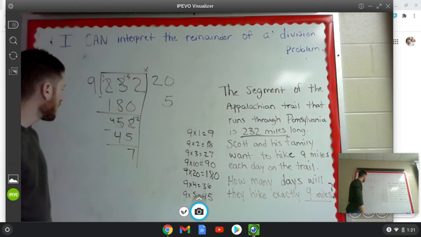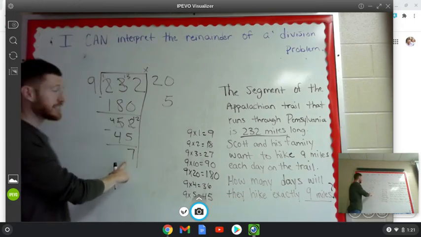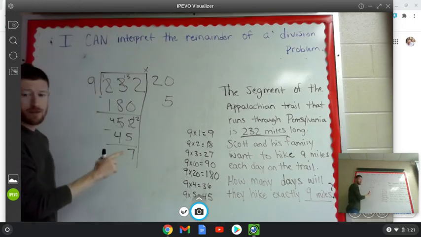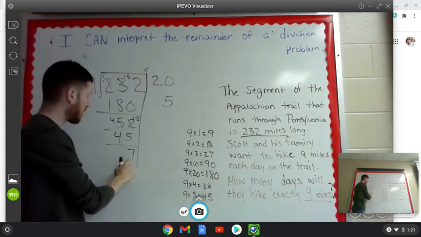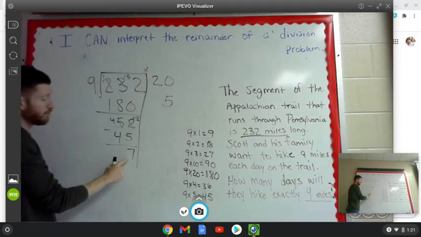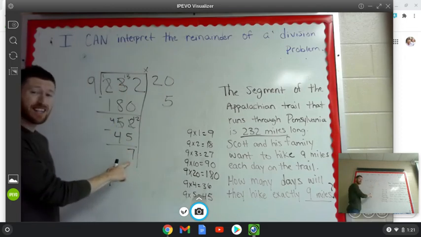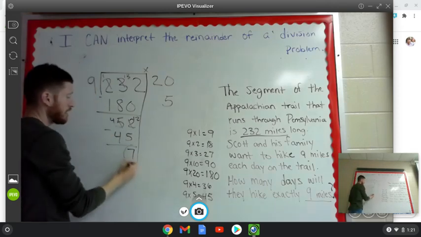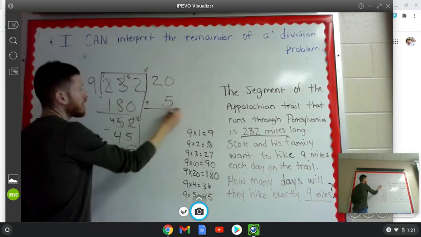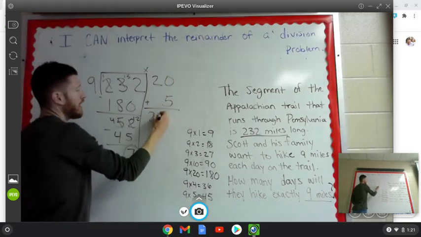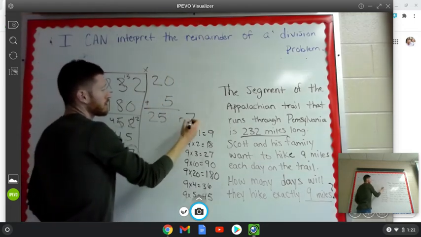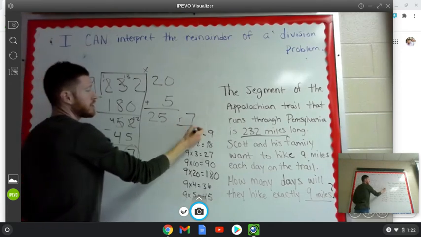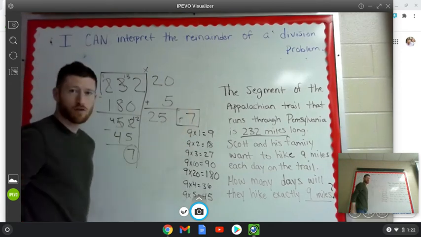Now, wait a minute. 7 is less than 9. So that tells me that this right here is my remainder. When your dividend is subtracted out and it becomes less than your divisor, that becomes your remainder. Okay. So our answer here, once we add up our partial quotients, is 25, and we've got a remainder of 7. So we'll talk more about what this means in just a second. That's going to be super important.